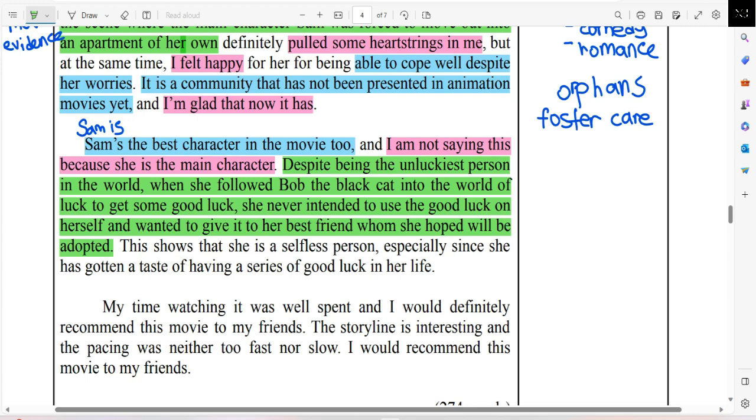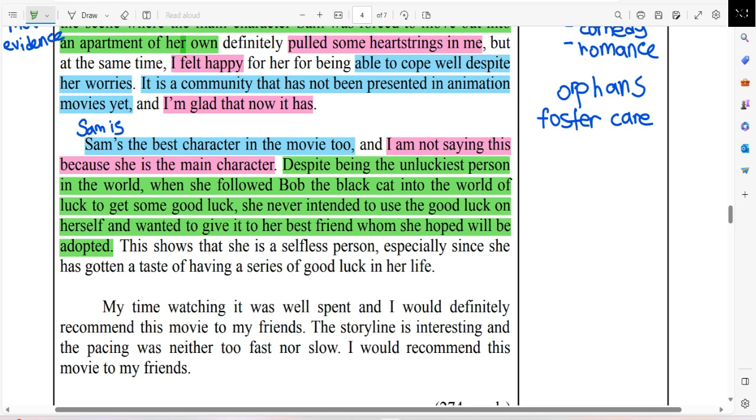Okay, so this is our movie evidence. Despite being the unluckiest person in the world, when she followed Bob the Black Cat into the world of luck to get some good luck, she never intended to use the good luck on herself and wanted to give it to her best friend, whom she hoped will be adopted. So this obviously is movie evidence, what happened in the movie.